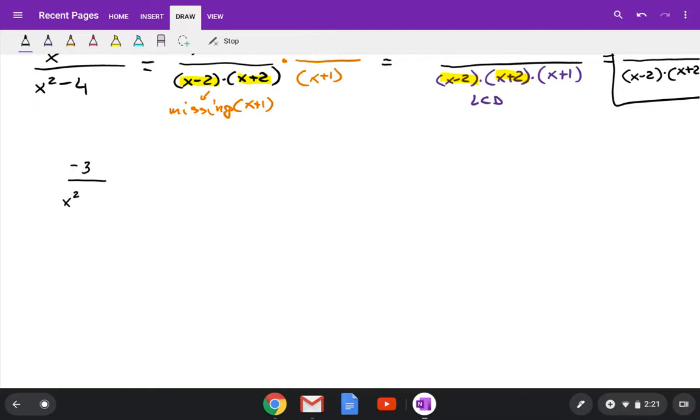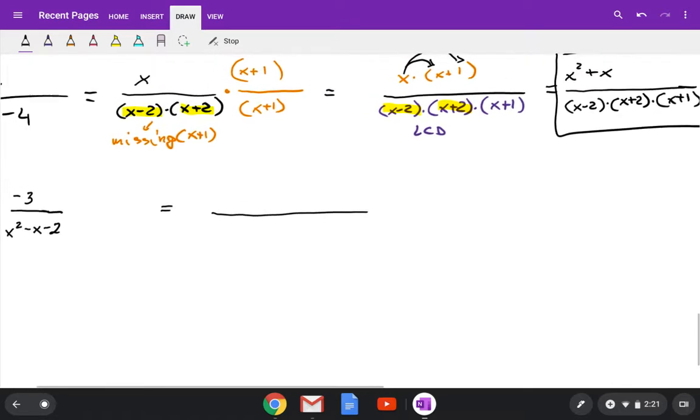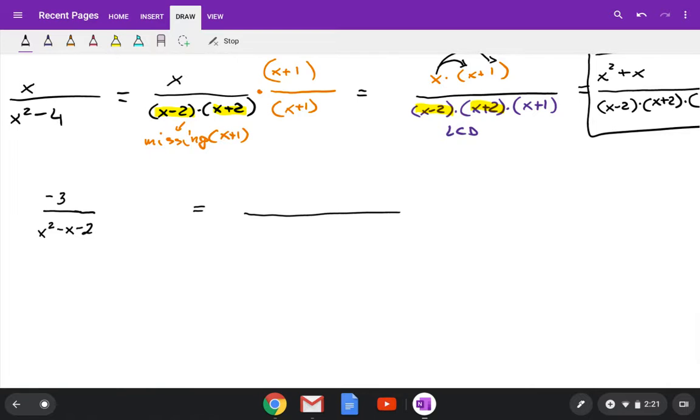X squared minus x minus 2. And we're going to rewrite this fraction using the new denominator, which is the least common denominator. So we're creating an equivalent fraction. Again, our new denominator is the LCD, which is x minus 2 times x plus 2 times x plus 1.